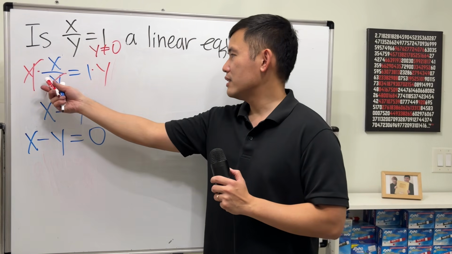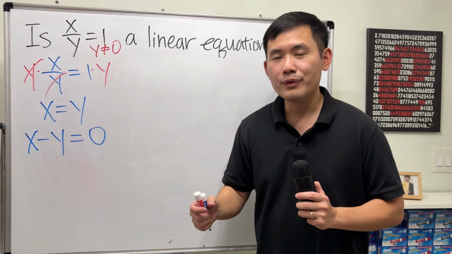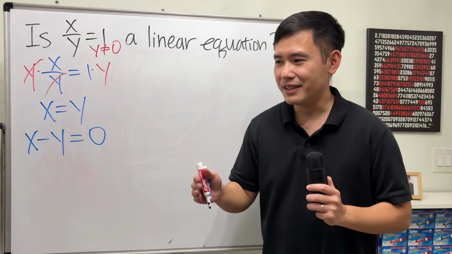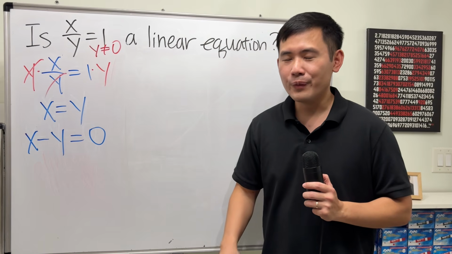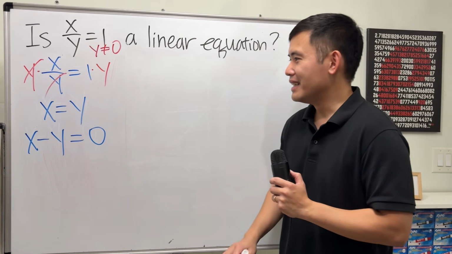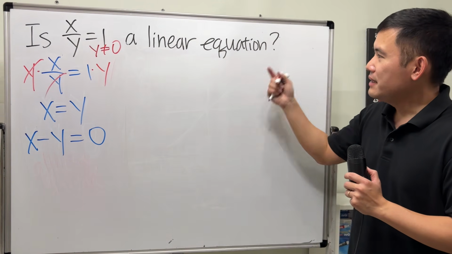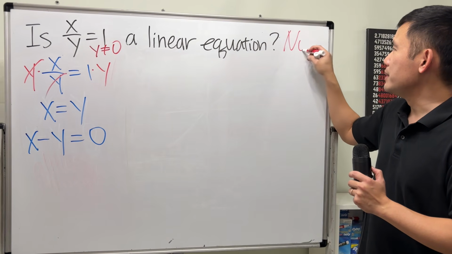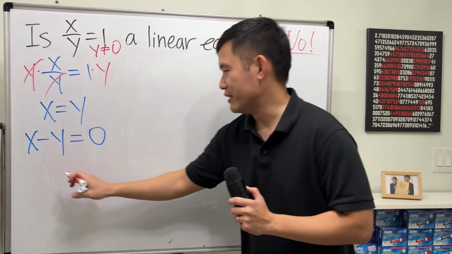And in fact, if you look at this step right here, we multiply the y to both sides. That should also tell you y cannot be 0, because otherwise we're just multiplying 0 to both sides of an equation. No, don't do that, because otherwise you can prove all the equations are true. Don't do that. So is this a linear equation? Technically speaking, no, but I will tell you it's almost linear.